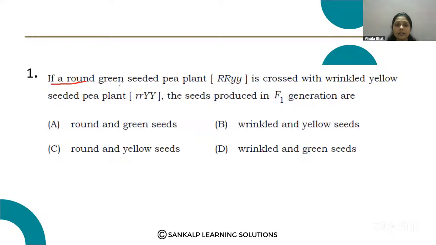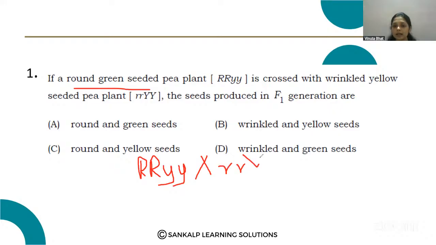If a round green seeded pea plant is crossed with a wrinkled yellow seeded pea plant, the seeds produced in the F1 generation are. See, what is the question here? Round green seeded means capital R small y, crossed with wrinkled yellow means small r capital Y. The seeds produced in F1 generation are.